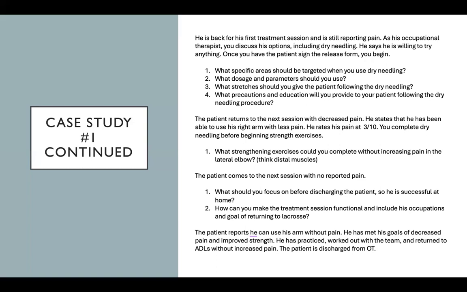What specific areas should be targeted when you use dry needling? Possible radial nerve, extensor carpi radialis brevis, brachioradialis, and the brachialis. What dosage and parameter should you use? Since it is a new patient with no experience of dry needling, you would want to complete low dosage.